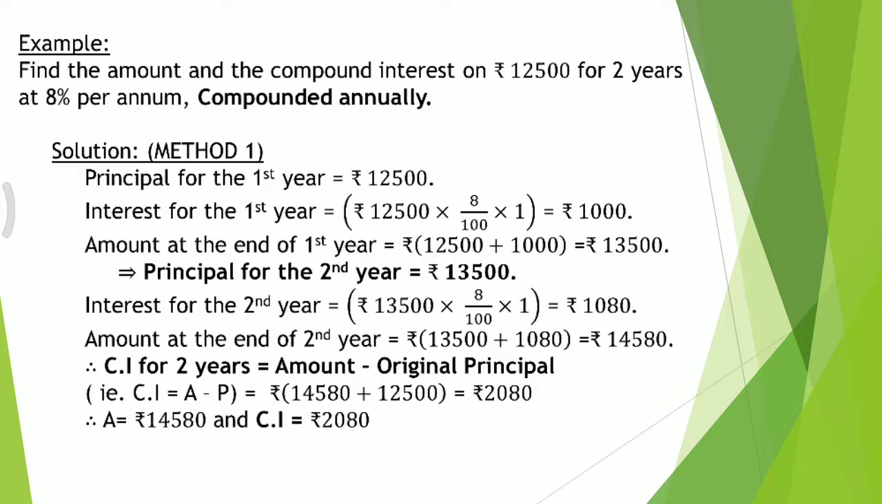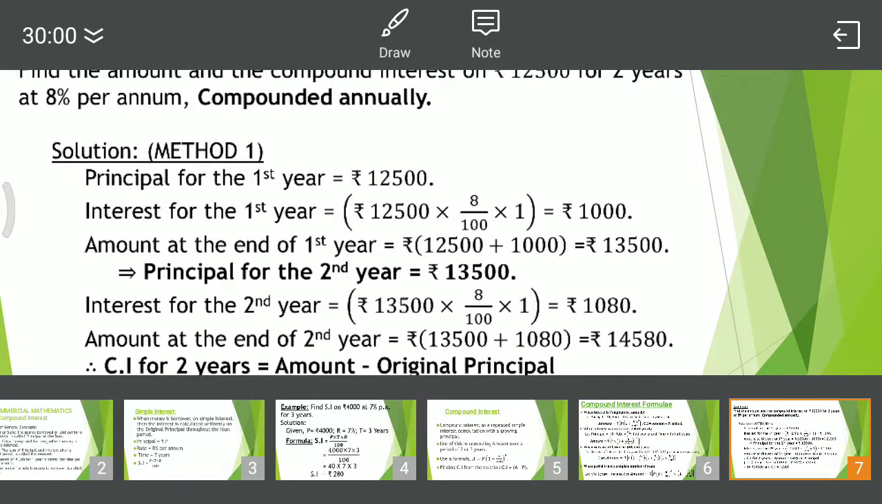Amount at the end of the second year is equal to 13,500 plus 1080, that is equal to 14,580. Therefore, the compound interest for 2 years is equal to amount minus original principal. That is, compound interest is equal to A minus P. At last, we get amount is equal to 14,580 and compound interest is equal to 2,080.